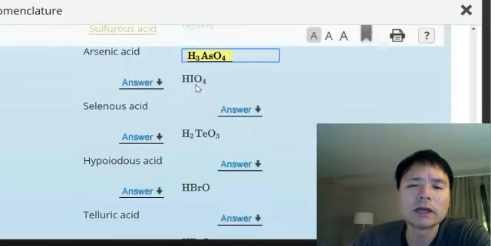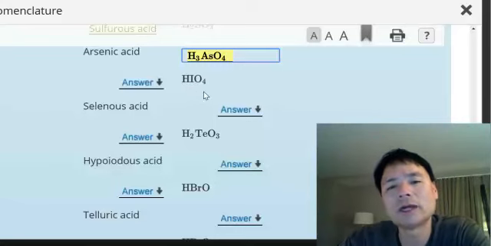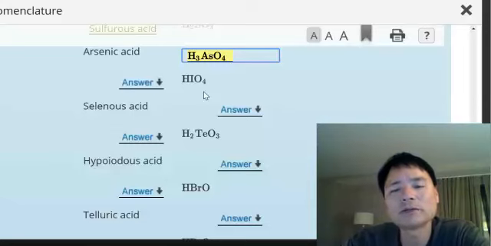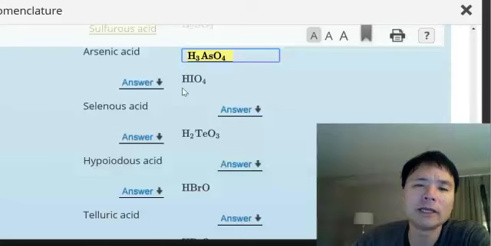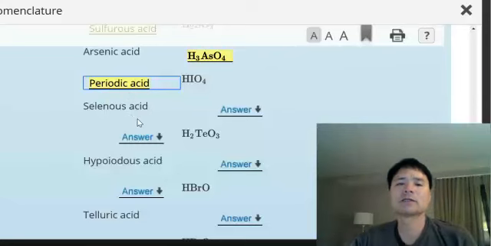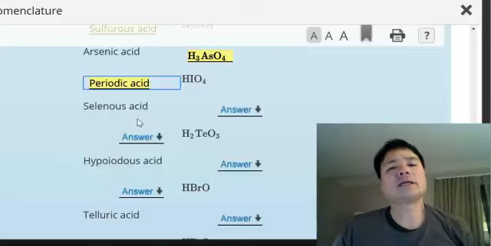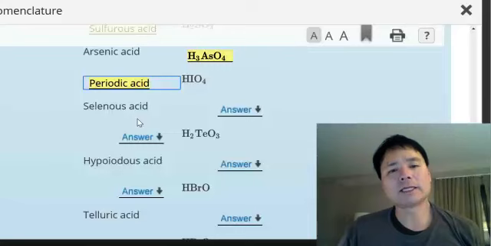HIO4. Okay, IO4 minus. Well, we know what iodate is. Iodate is 3 oxygens with a -1 charge, so IO3 minus is iodate. Therefore, IO4 minus would be periodate. Periodate, it's an -ate, so it's going to be periodic acid. So we change the ending from -ate to -ic acid here. Selenous acid. Selenous, -ous acid must be -ites, so this has got to be selenite.